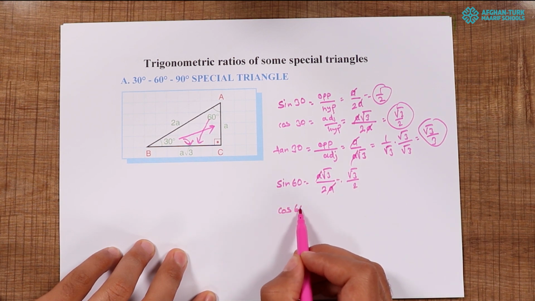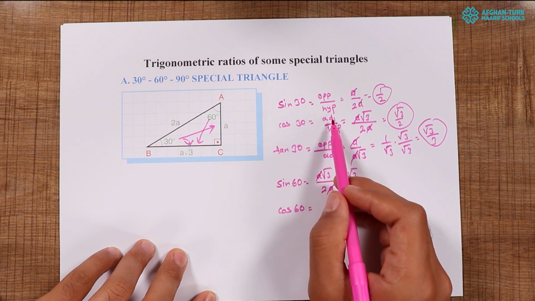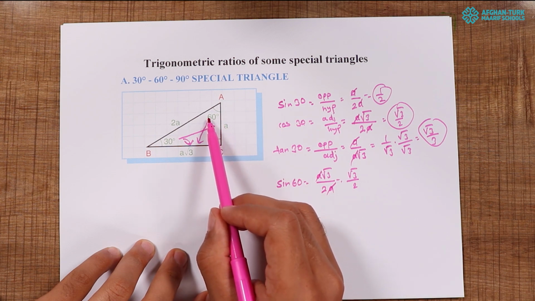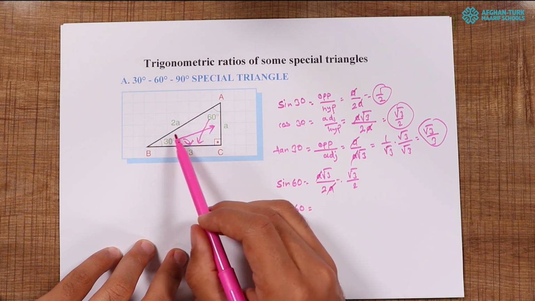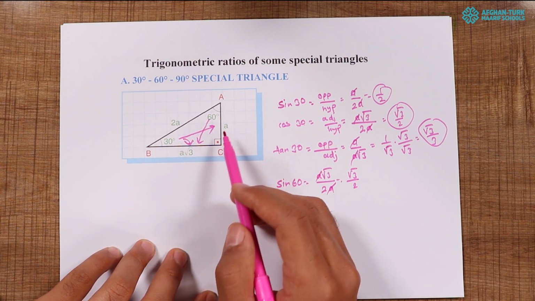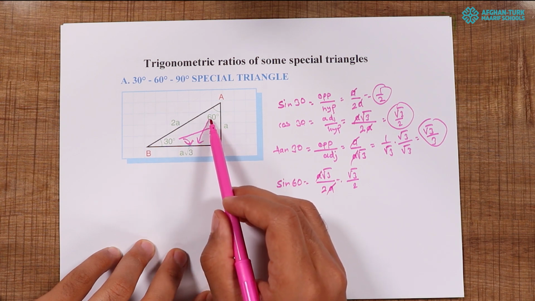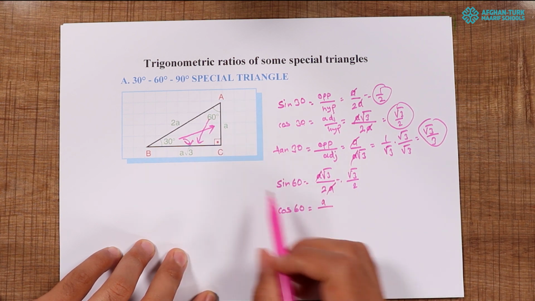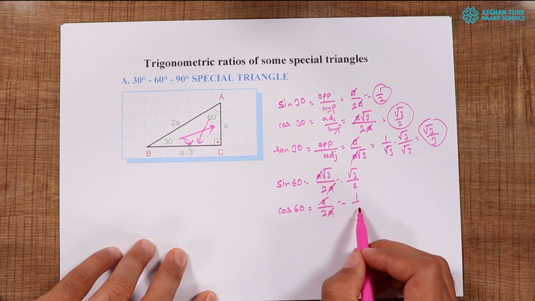What's cosine of 60 degrees? The formula of cosine is adjacent over hypotenuse. So cosine of 60 is equal to the adjacent side. What's the adjacent side of 60? Here. This is always the hypotenuse, but the adjacent and opposite sides change according to the angle. So in here, the adjacent of 60 degrees is side a, over 2a, the hypotenuse. A cancels with a, it equals 1 over 2.